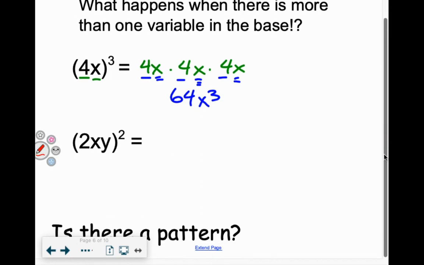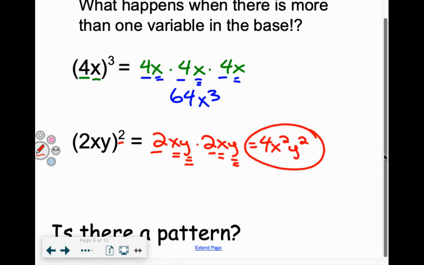Okay, let's do the same thing here. We're just going to write this out twice though. So 2xy times 2xy really gives us 4 x squared y squared. So again, maybe we're starting to notice a pattern. We're going to talk about that pattern here on the next page.